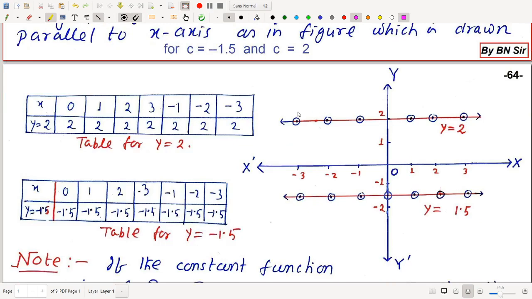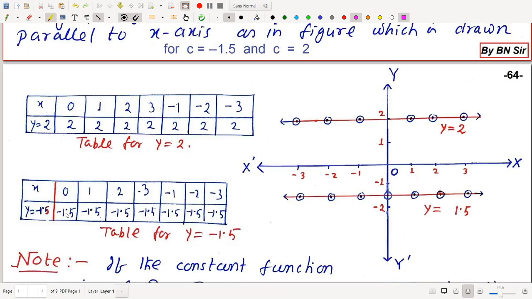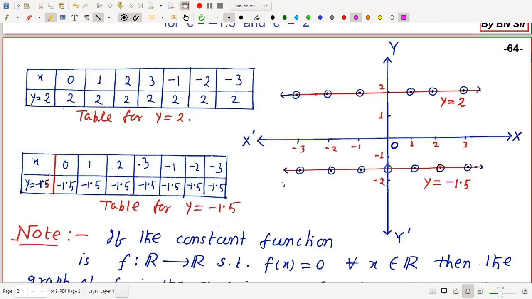And if we take c equal to minus 1.5, then f(x) will be equal to minus 1.5. Means for any value of x, y is minus 1.5. See here, y is minus 1.5 always, and x is as before 0, 1, 2, 3, minus 1, minus 2, minus 3. Now if we plot these points and join them, we get a straight line at a depth of 1.5 unit below x-axis. So this is y equal to minus 1.5, a straight line parallel to x-axis. So constant functions geometrically represent straight lines parallel to x-axis.